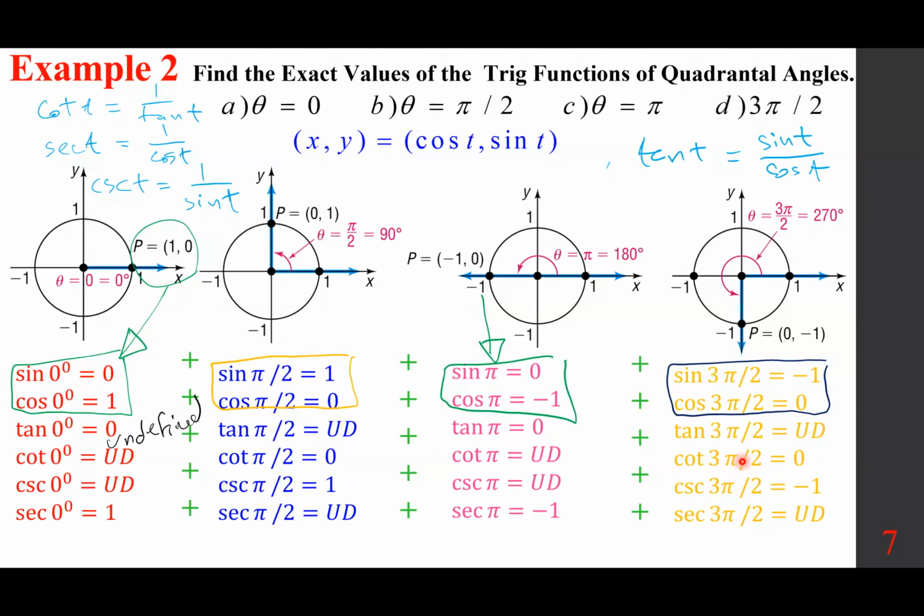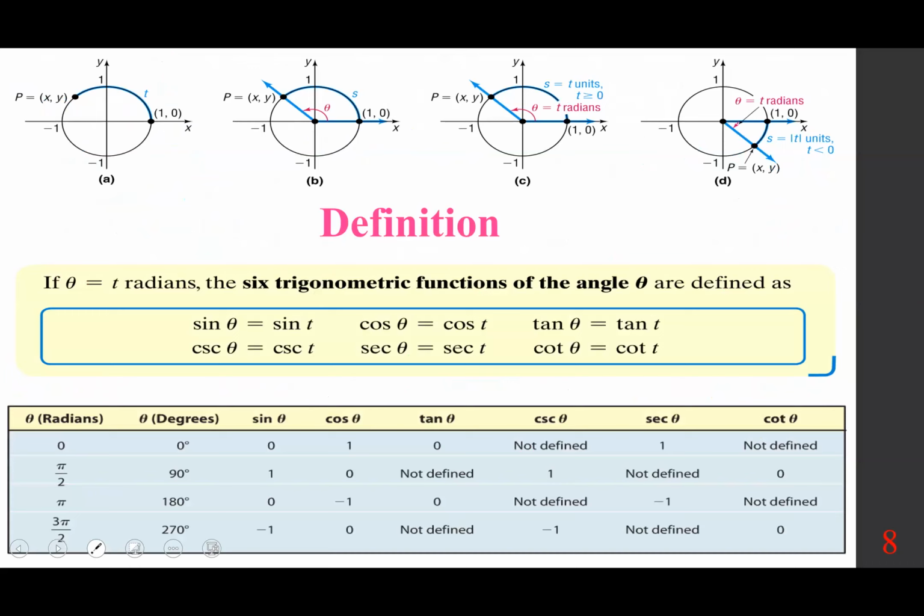So now that we have shown those values, let's move on. And you have to remember first, if you look at this graph A, we have the terminal point here, P has coordinates X and Y. This is the theta. This is T, radians, S equals T units. And in this case, is T radians. Absolute value of T is less than 0 because we are going in a negative direction.